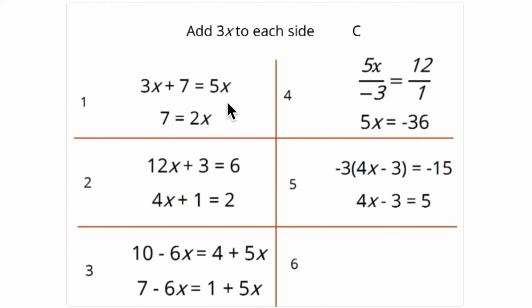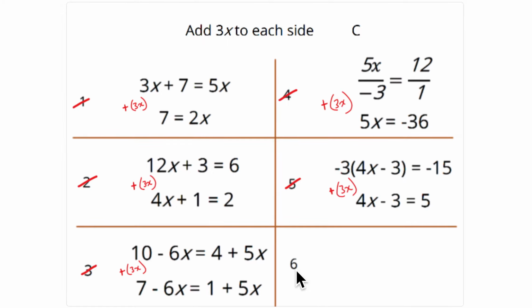Okay, the next one, add 3x to each side. In this case, you're going to look for a -3x. The additive inverse of +3x is -3x, and you would be removing that -3x. Do I have a -3x anywhere where that might work? It doesn't look like I do. And in fact, this is the one that's left open.